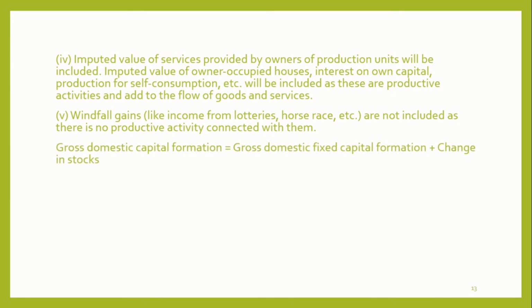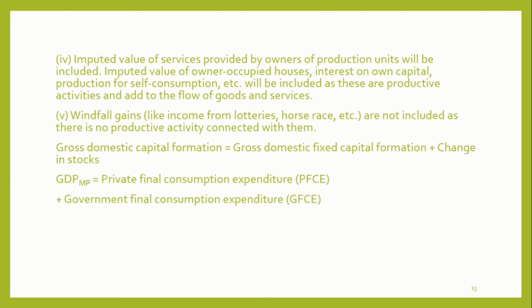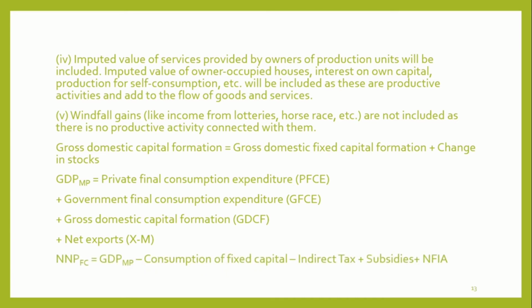Gross domestic capital formation is equal to gross domestic fixed capital formation plus change in stocks. GDP at market price is equal to private final consumption expenditure plus government final consumption expenditure plus gross domestic capital formation plus net exports. So NNP is equal to GDP minus consumption of fixed capital minus indirect tax plus subsidies plus NFIA.